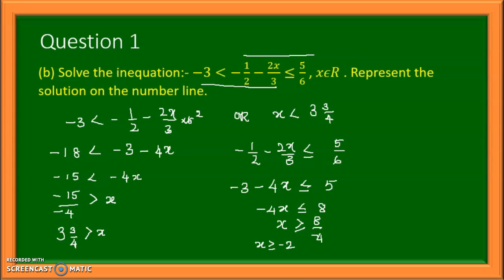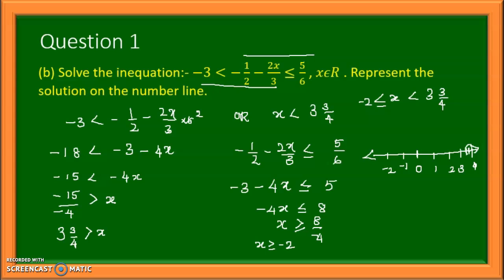So we got these two. Combining both, you will get x is more than or equal to minus 2 and less than 3 by 4. Now we need to draw the number line. This is the number line. 3 by 4 is there and minus 2 is there. We write 0 here, this is minus 1 and this is minus 2. The same here: 1, then 2, then 3 and then 4 is coming. In between, where is 3 by 4? Here it is.